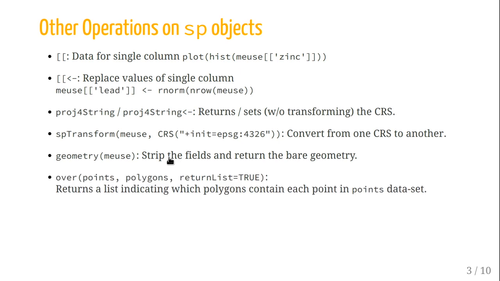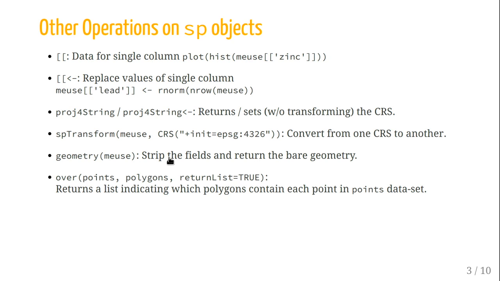What are some of the other operations? Again, the double bracket operation for getting data for a single column gives you all the data for that single column. Proj4 strings, getting and setting. If you want to transform data from one projection to another, that's sp transform. You'll use that a lot, trust me. Get used to sp transform. Geometry tells you what the geometry of that data is. And a lot of the time you're interested in finding out: do this set of points fall within certain polygons or not?